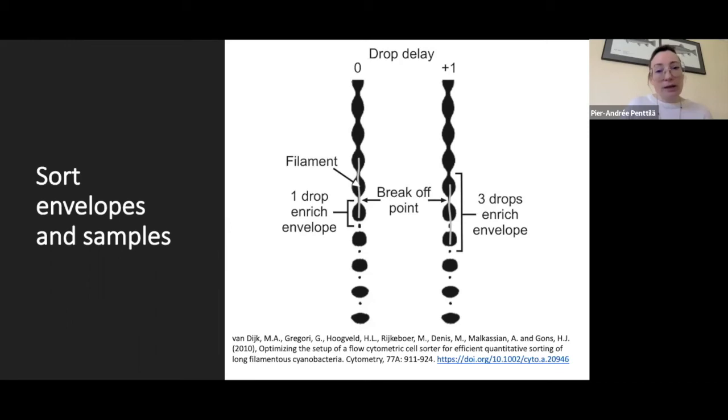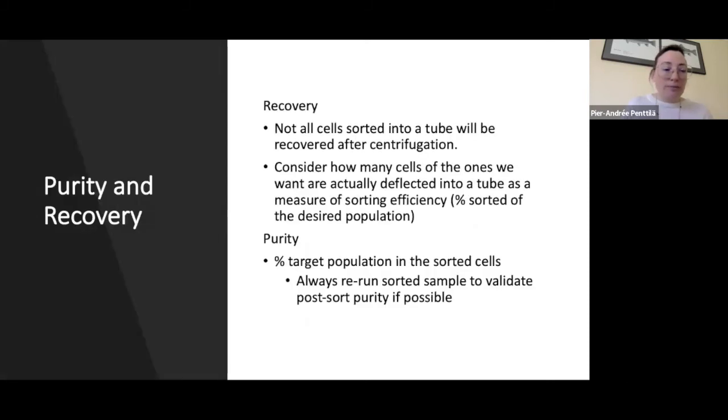So you can see that from here, cell sorting is not always so straightforward. There are very important factors to consider, particularly not only the size of the particle being sorted, but also its shape. So I'm now going to talk a little bit about purity and recovery and what these mean in the context of cell sorting.